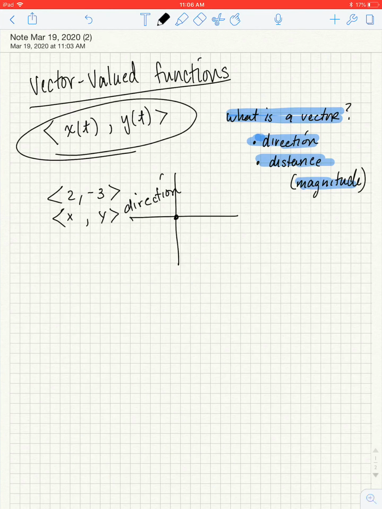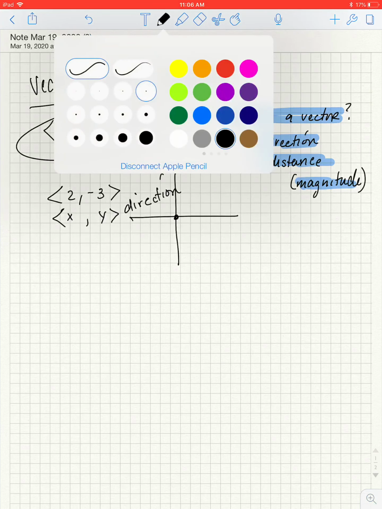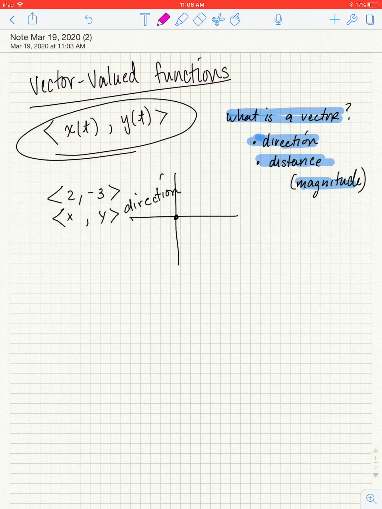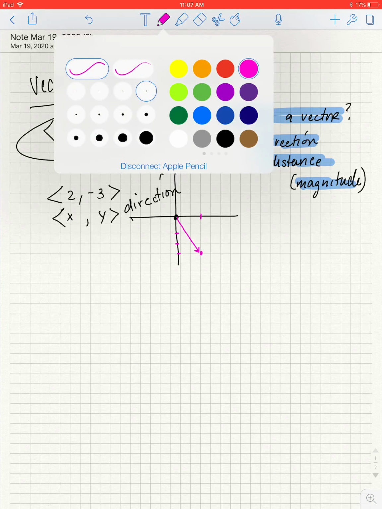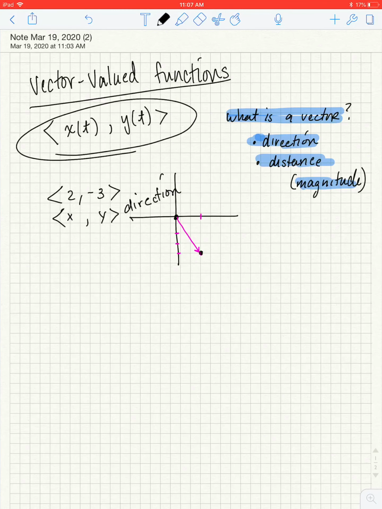So you're always starting at the origin. And what it basically does is it's going to move 2 over in the x direction and 3 down, or -3 in the y direction, and it just shoots a point onto the graph, basically saying that pink line is not part of your function. The only thing that we have here is <2, -3>. That is our vector that's telling us direction and distance.